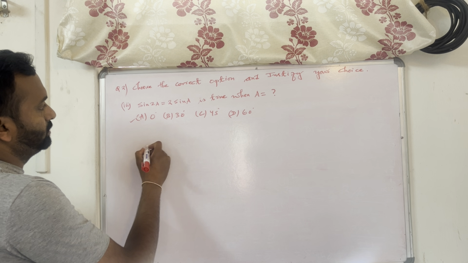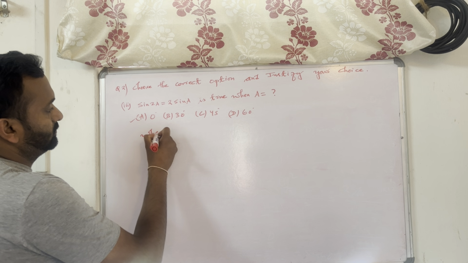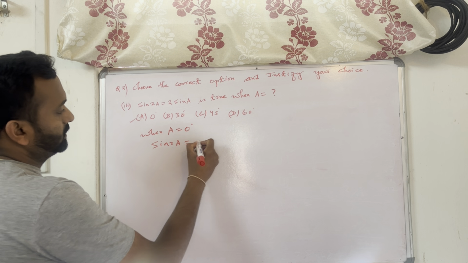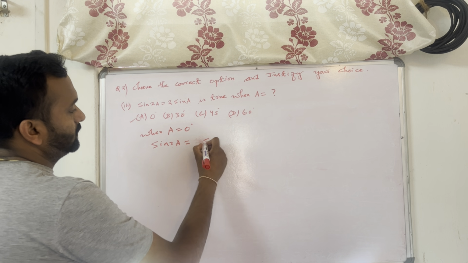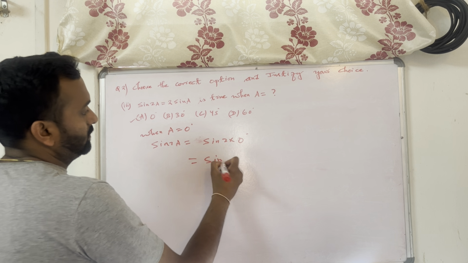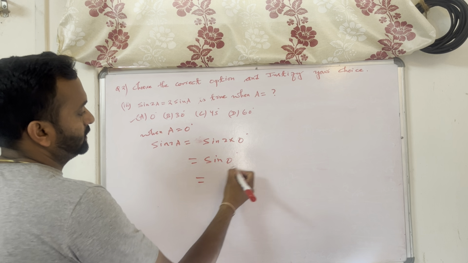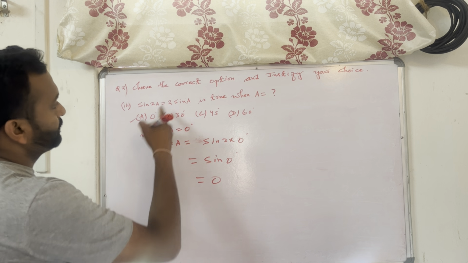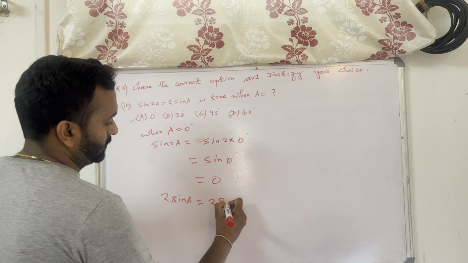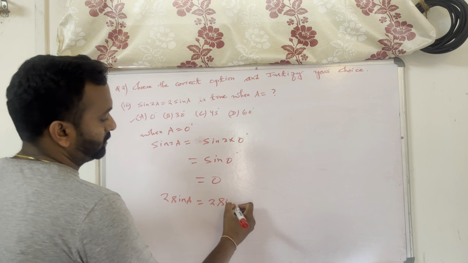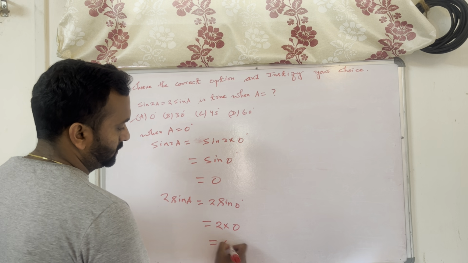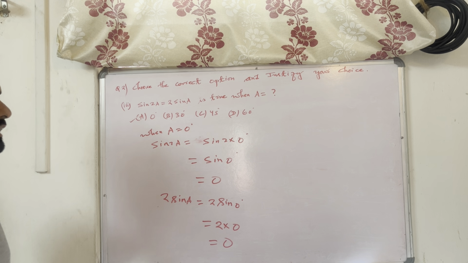Simple. Why? We know when a is 0 degree, sine 2a will be sine 2 into 0 degree. So sine 2 into 0 degree is sine 0 degree, which is 0. Similarly, 2 sine a will also be, since a is 0 degree, 2 into sine 0 degree. So 2 into sine 0 is 2 into 0, which is 0. So option number A is the correct answer.